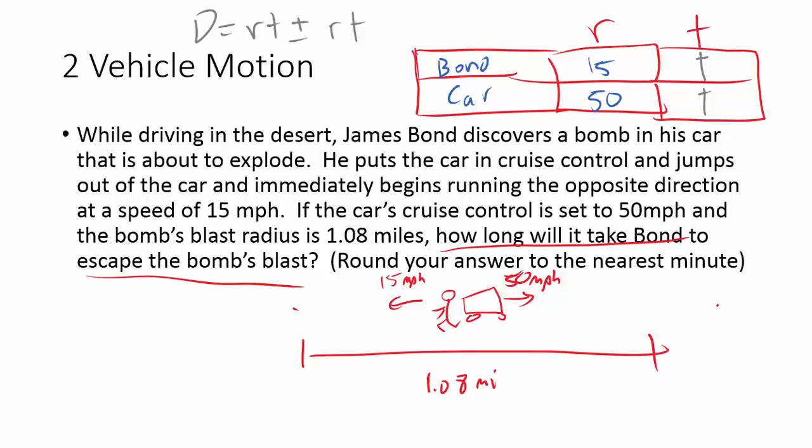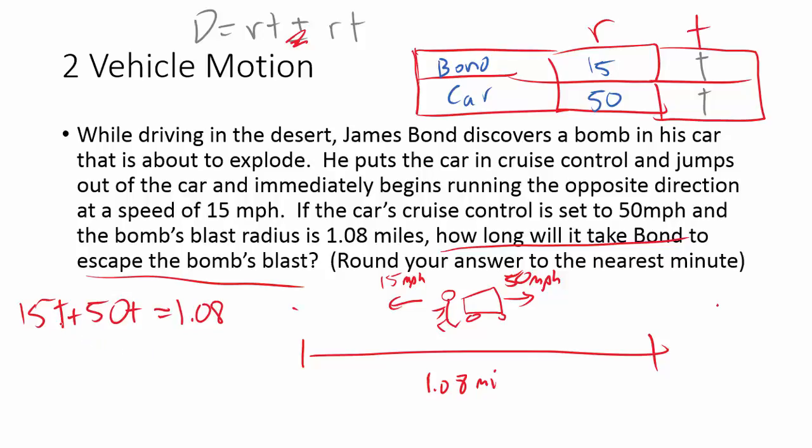Now, if we look carefully at this problem, since Bond and the car are going in opposite directions, we need to add. If they were chasing one another, we would subtract, like if Bond was running after a runaway car, or if the car was chasing after Bond. So we're going to have to add in this case, not subtract. To set this up, we've got 15t plus 50t, so the rate times the time plus the rate times the time is equal to the distance, which is 1.08 miles that they are apart.